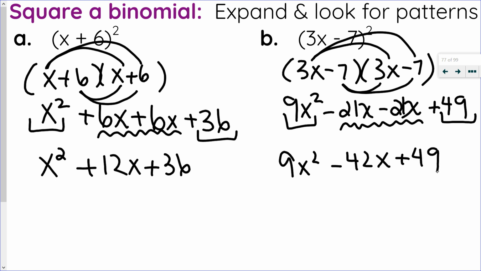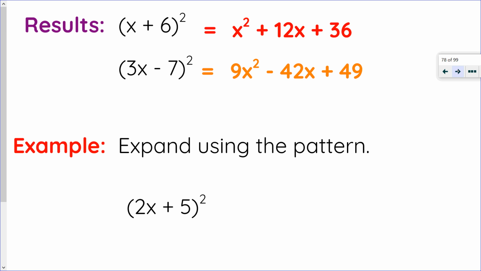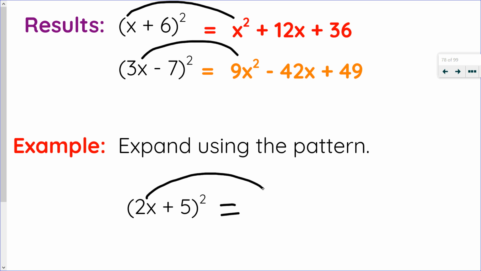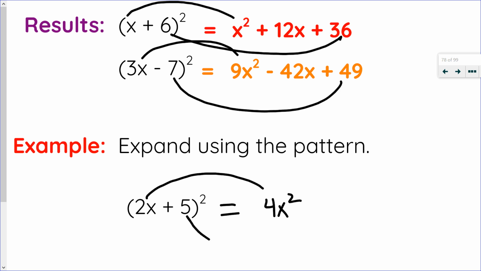Okay, so this pattern here of squaring a binomial creates a special type of trinomial called a perfect square trinomial. So whenever we have something that is squared, we can use a pattern to actually go ahead and expand it. So my first pattern is going to be x squared, the first number squared, 3x squared. So 2x squared would be 4x squared. I have my other pattern where I have 6 times 6 is 36, negative 7 times negative 7 is 49. So in this one here, it would be positive 5 times positive 5.